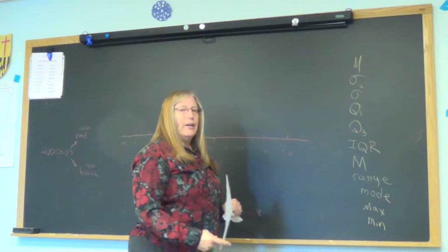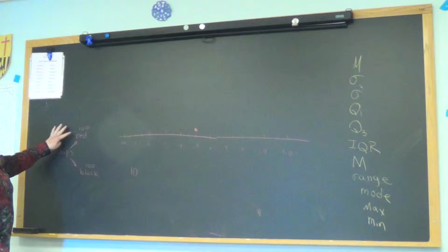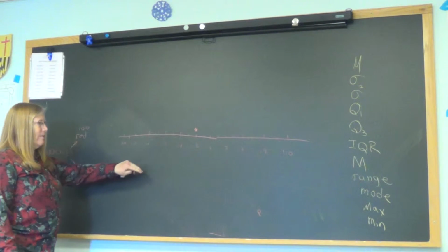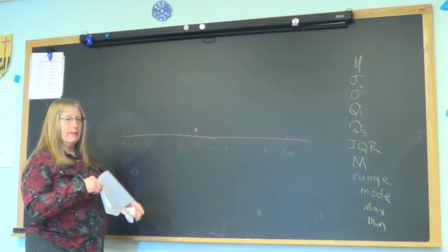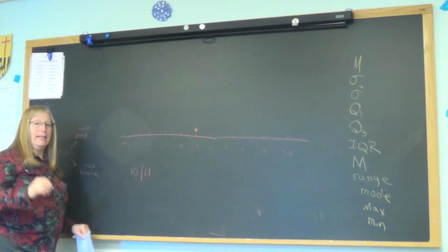All right, the scenario is now we have 200 chips. 100 were red, 100 were black. On the first draw, I drew 20, and I got 10. So I indicated that as a proportion, p hat of 0.5. On the next draw, I had 11, so I need to know what that was.